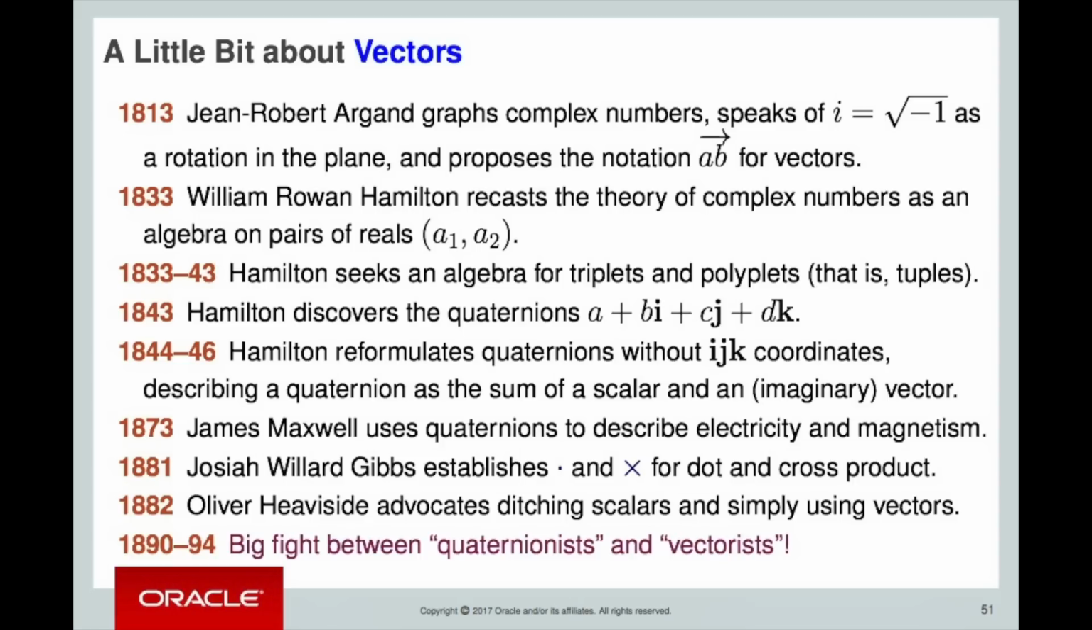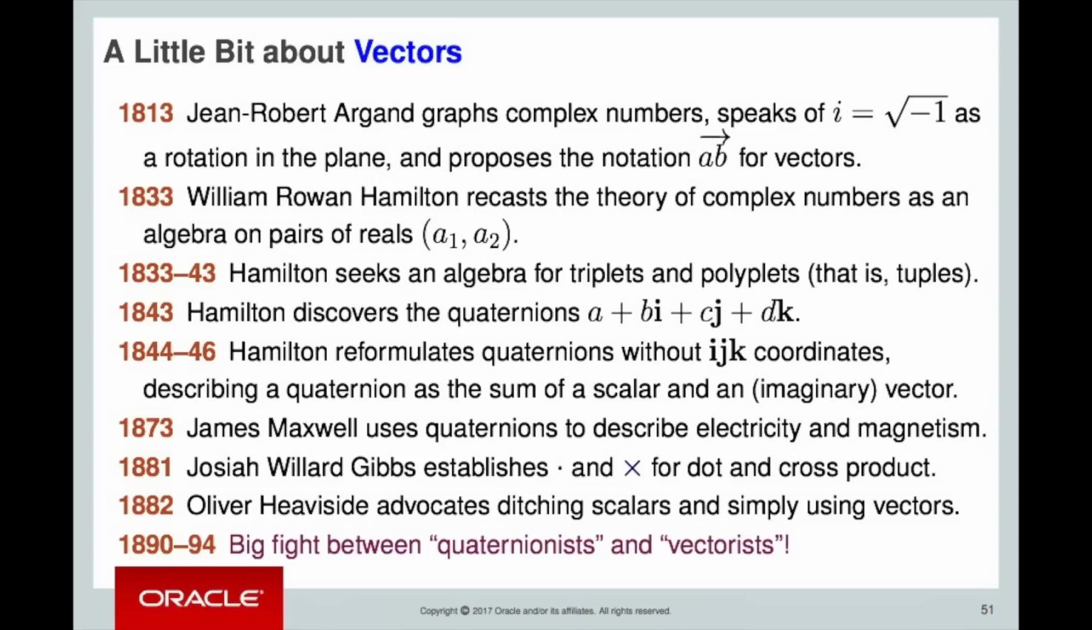Between 44 and 46, Hamilton reformulated the quaternions without using IJK coordinates. He was trying to avoid depending on a particular coordinate system, and instead formulated essentially using vector algebra. So he separates a quaternion into the scalar part, that's A, and a 3-dimensional vector that is imaginary. And James Clerk Maxwell used quaternions in his works describing electricity and magnetism. He also interjected some mild criticism saying, gee, these things are hard to work with.